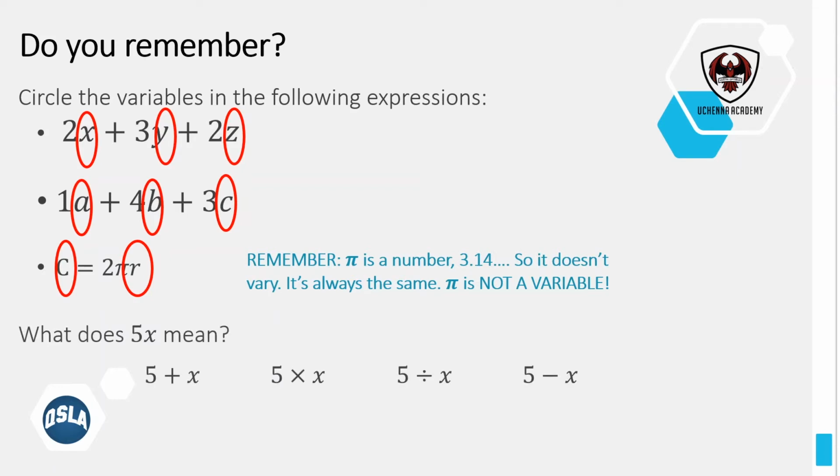Also, what does 5x mean? Does it mean 5 plus x, 5 times x, 5 divided by x, or 5 minus x? If you answered 5 times x, you're right. So whenever you see 5x, or if you see two numbers together, it's really multiplication in between them that's implied.